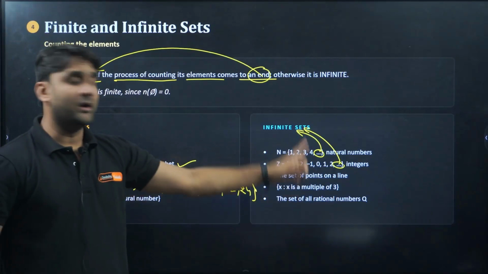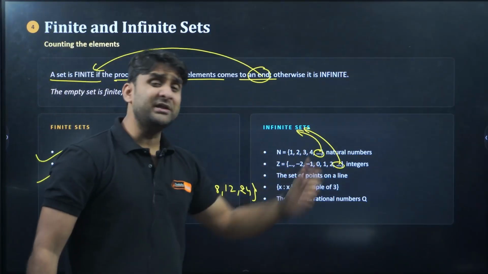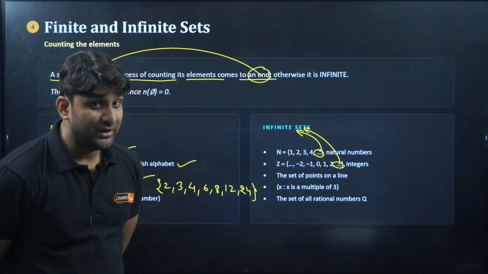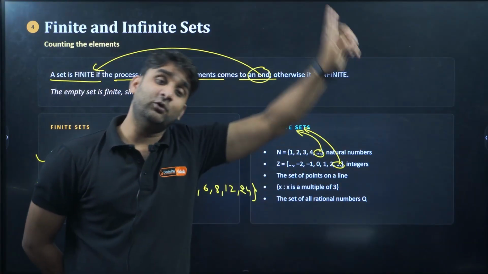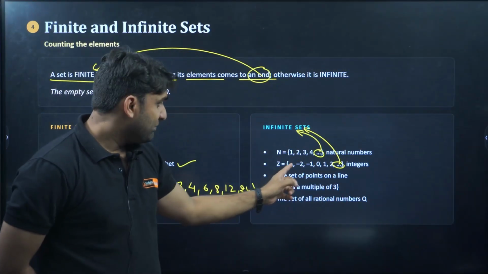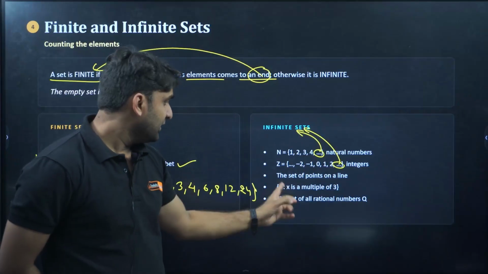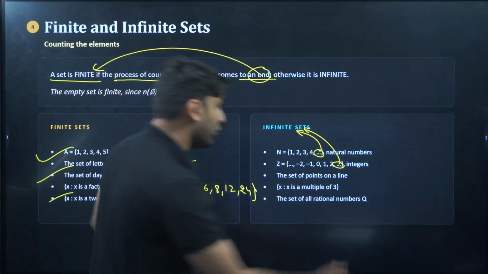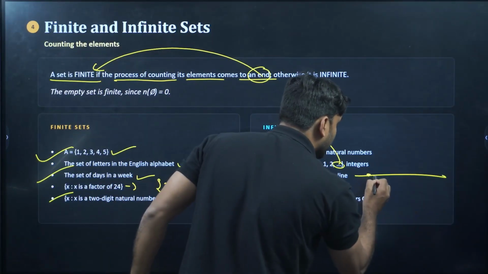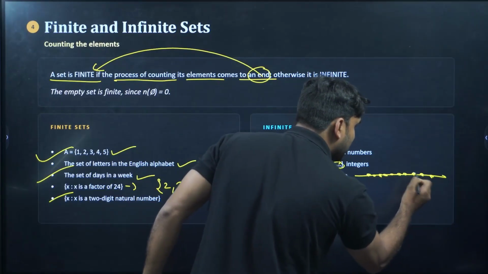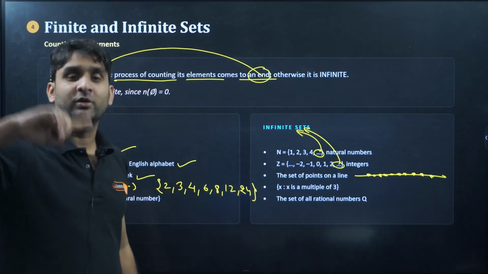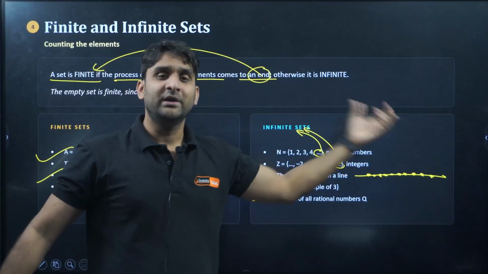Now look here, infinite. All the natural numbers never end. If you start 1, 2, 3, 4, it will go till infinity. So this is infinite. All the integers are infinite. The set of points on a line: how many points can we draw on a line? So many points will overlap each other. So many points we can draw on a single line, so this is also an infinite set.